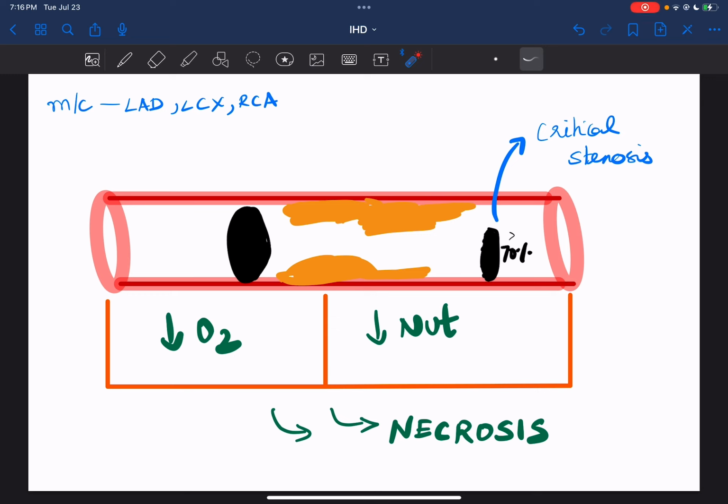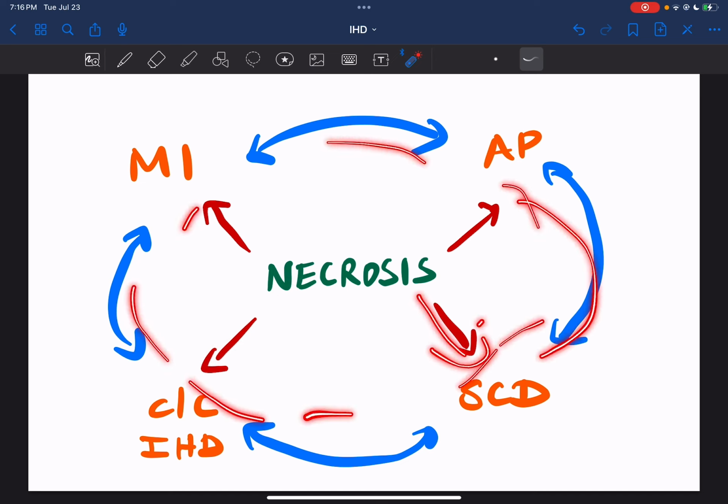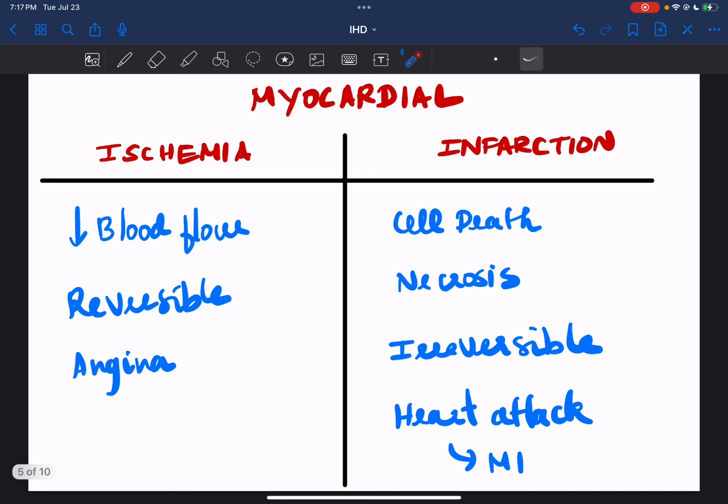This is very simple. There is no need for a big explanation as to why there is necrosis here. It's obviously because of the blockage, and the blockage leads to less supply of blood, hence less supply of oxygen and less supply of nutrients. Now what does this necrosis lead to? This necrosis causes a lot of problems. It can lead to myocardial infarction, it can lead to angina pectoris, it can lead to chronic ischemic heart disease, or it can lead to sudden cardiac death. Everything is interlinked to each other. Let's look at how every one of them is linked to each other because of your ischemic heart disease.